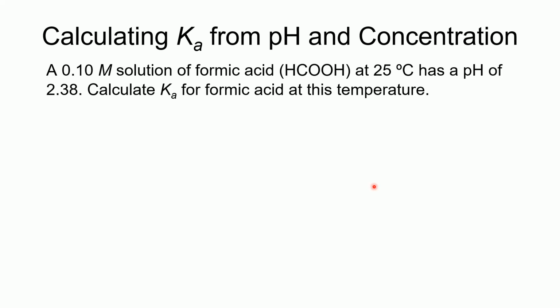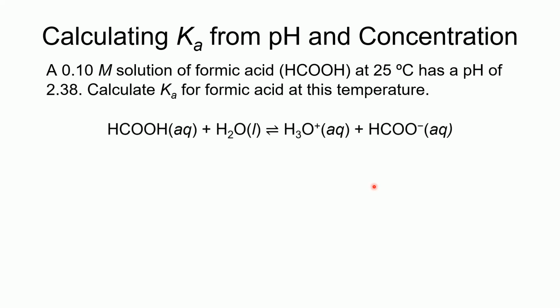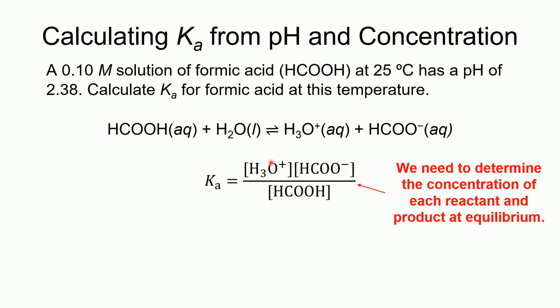Well, if we're trying to calculate Ka, that means that we need the concentrations of all of the components in the expression at equilibrium. Here is the equilibrium reaction, and here is the equilibrium constant expression. We need to calculate the concentration of hydronium, the concentration of the conjugate base of formic acid, which is formate, and the concentration of formic acid, all at equilibrium. And when we calculate those values at equilibrium, we'll put them into this expression and we can calculate what Ka is.